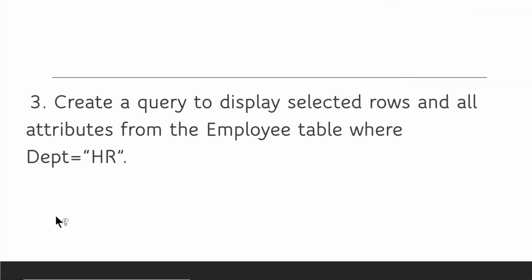Now we will see the third query here. The question is this way. Create a query to display selected rows, that is nothing but selected records, and all the attributes, that is nothing but all the fields, all the column headings from that employee table, where we have a condition here, where department is equals to HR. This indicates that employees who are working under the department HR, only those records have to be displayed here.